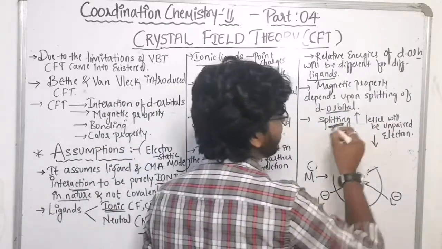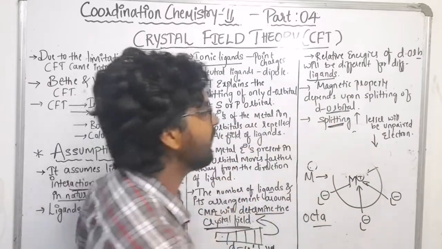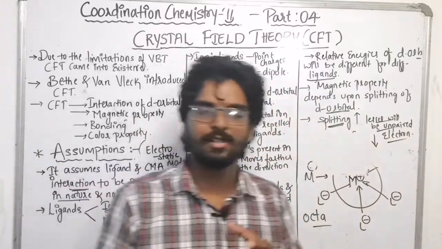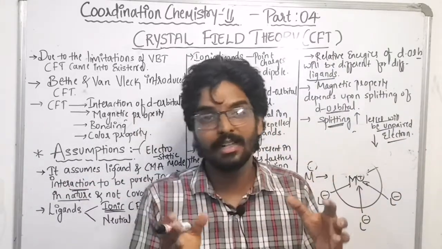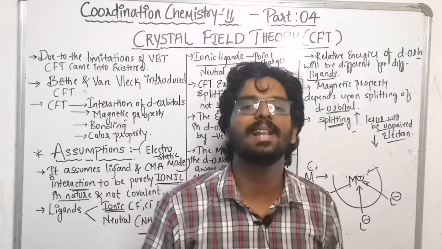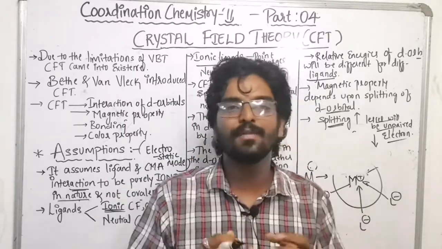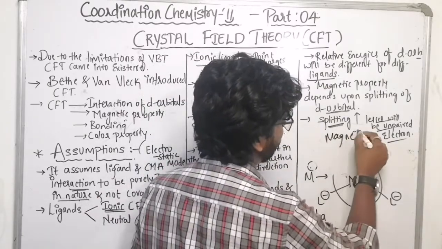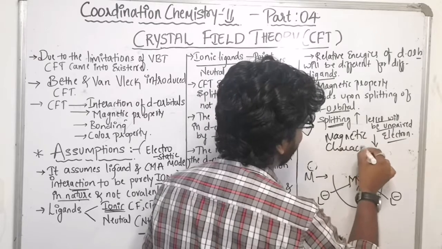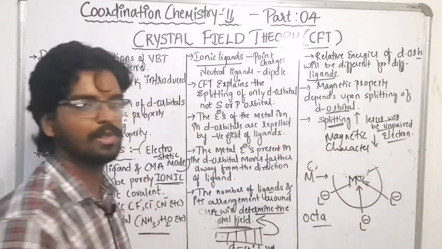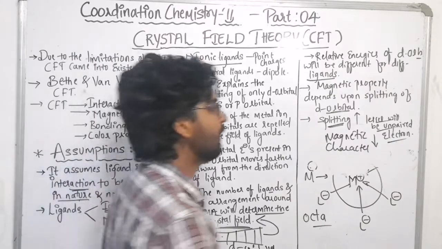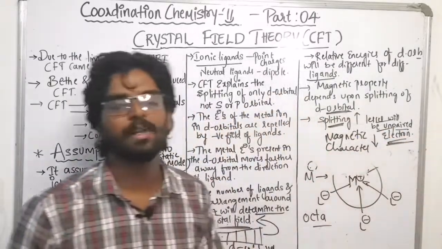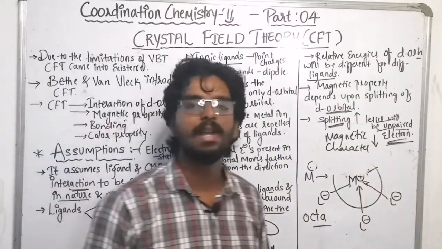The magnetic property depends upon the splitting of the d orbital. If the splitting of the d orbital is greater, then the number of unpaired electrons is lesser. That means a decrease in the number of unpaired electrons takes place, so the contribution of the electrons becomes very small. That means the magnetic character or property also decreases. So we are considering both the orbital as well as the spin of the electron in order to calculate the magnetic moment.